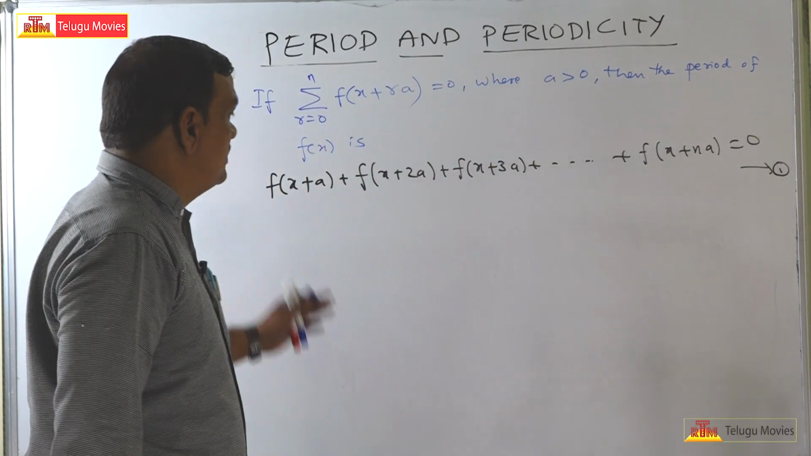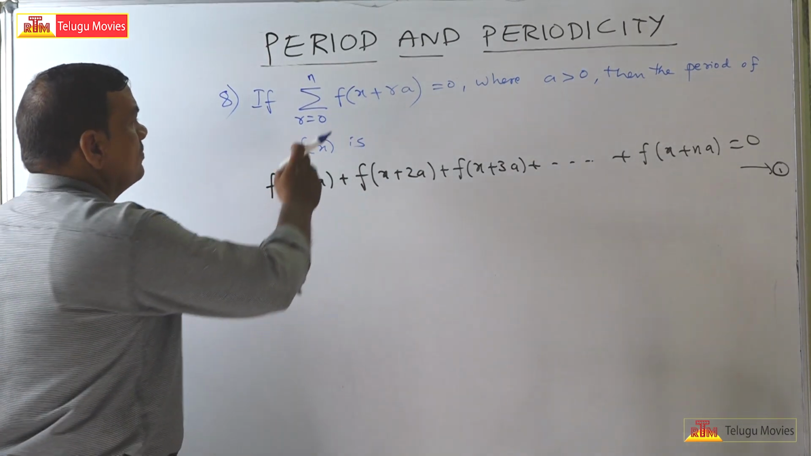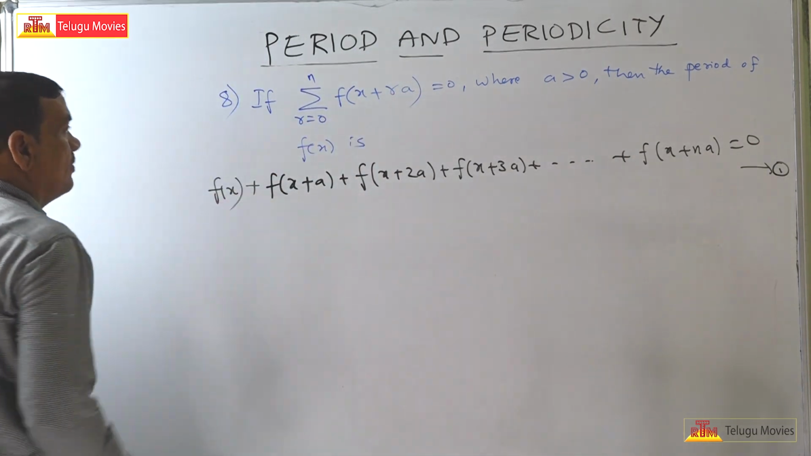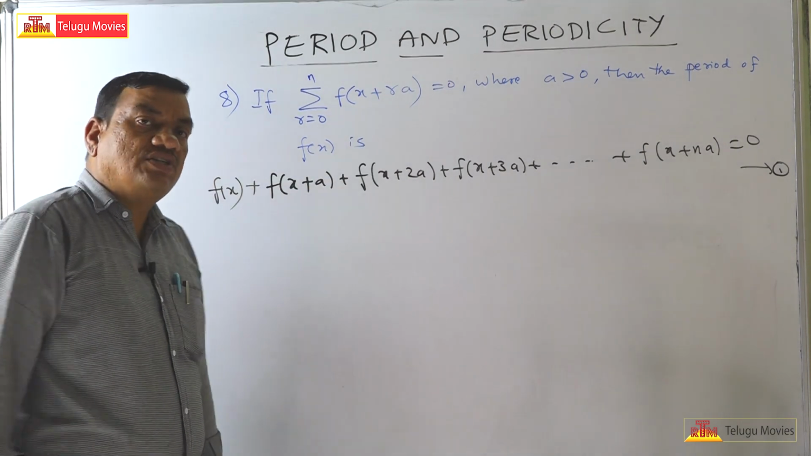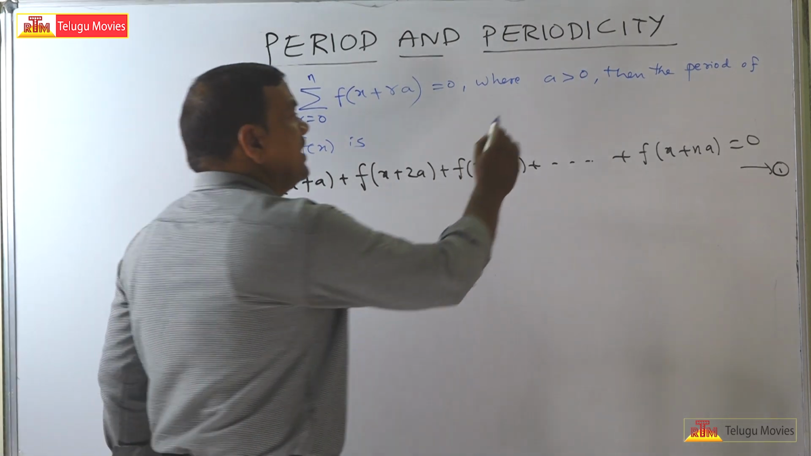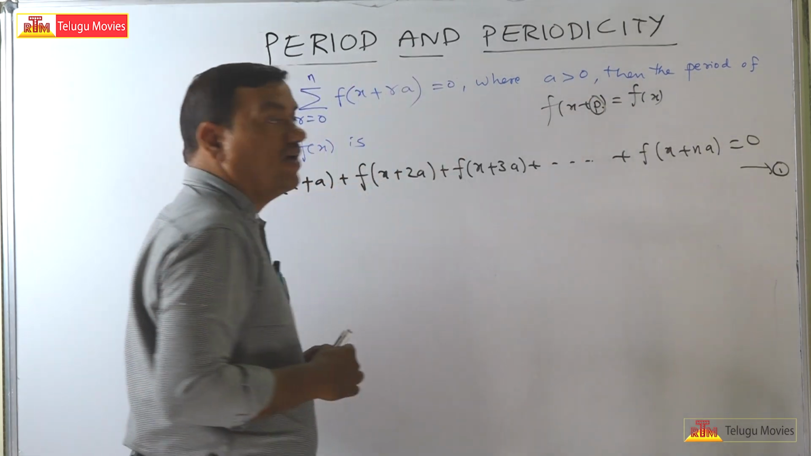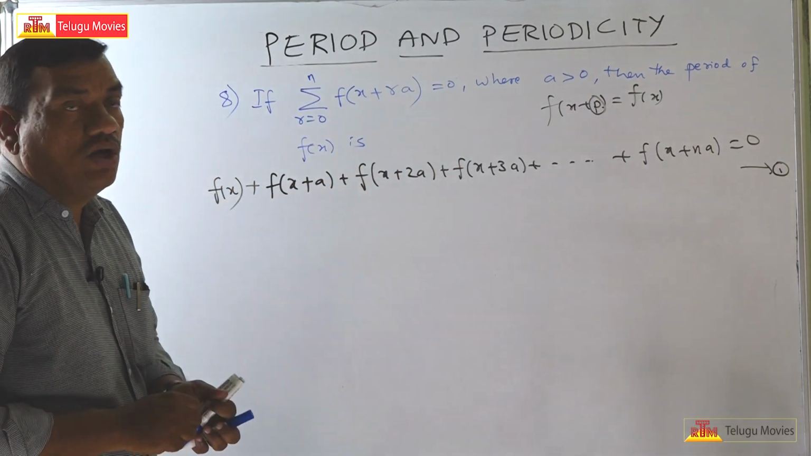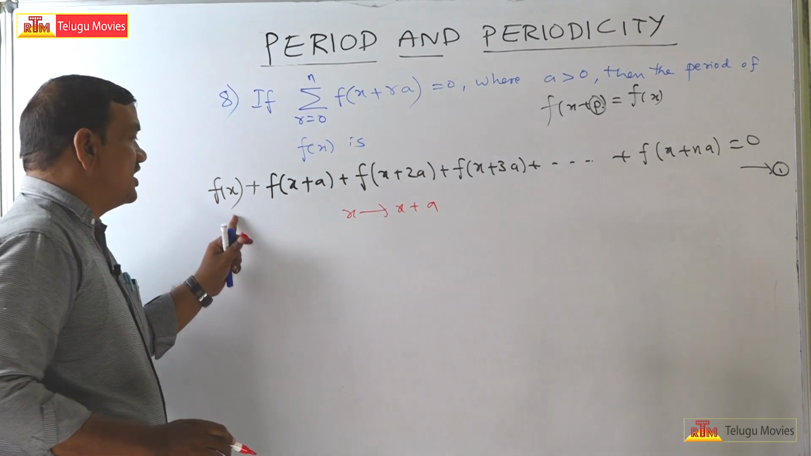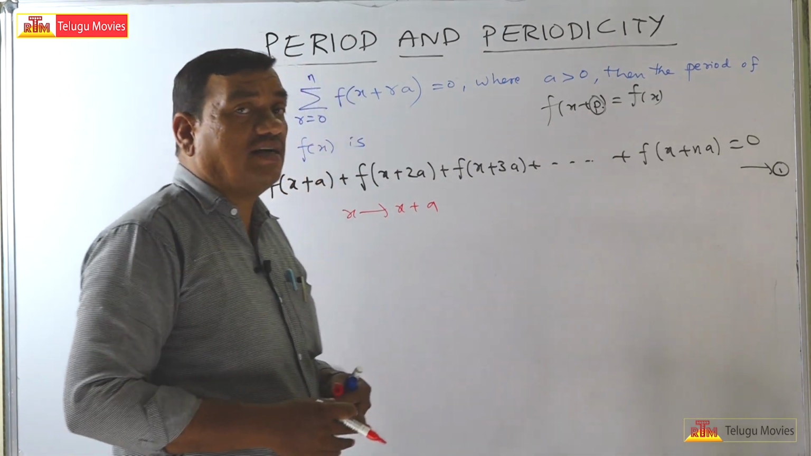The r runs from 0 to n, so you can put 0 also here, so f of x also will come. That is equation 1. So how to do it? You have to get it like this, f of x plus p is equal to f of x. Therefore, whatever the value of p, that will be your period. Now what I will do is, wherever x is there, put x plus a. Here x plus 2a will come, here again x plus 3a. If you subtract, the problem will be over.